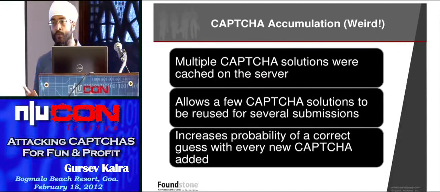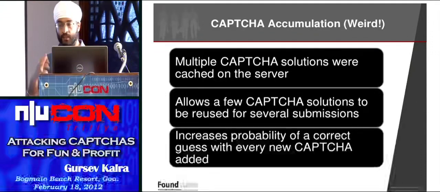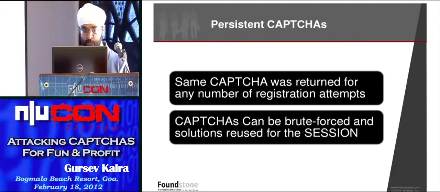Basically, when you try to brute force these websites, if you do, say, 1,000 failed requests, your probability of getting a successful CAPTCHA really increases, by 1,000 times after your 1,000, and then your 2,000, then 3,000. If all these solutions get accumulated, the probability of a successful guess is very high.